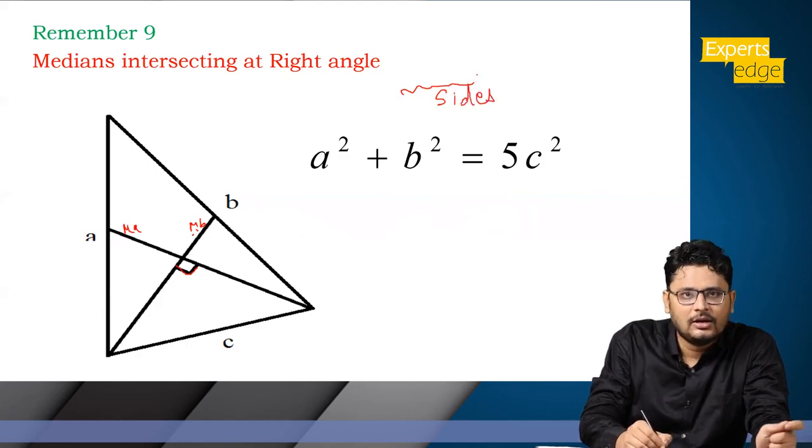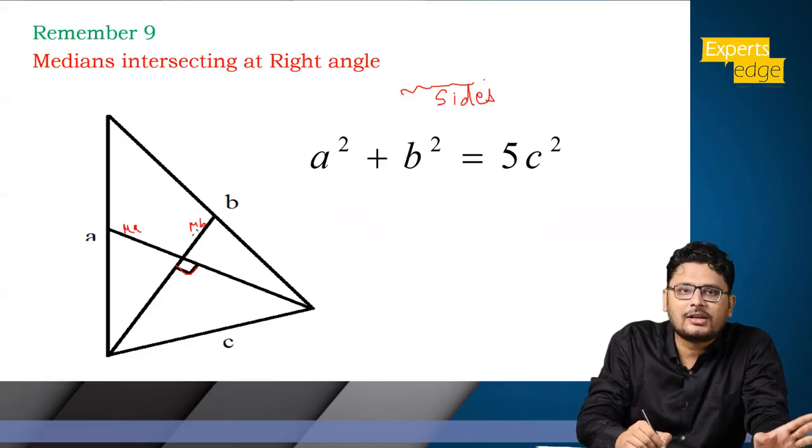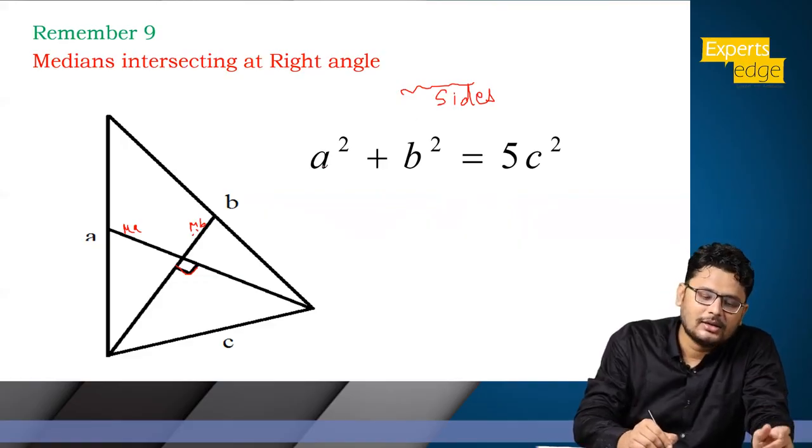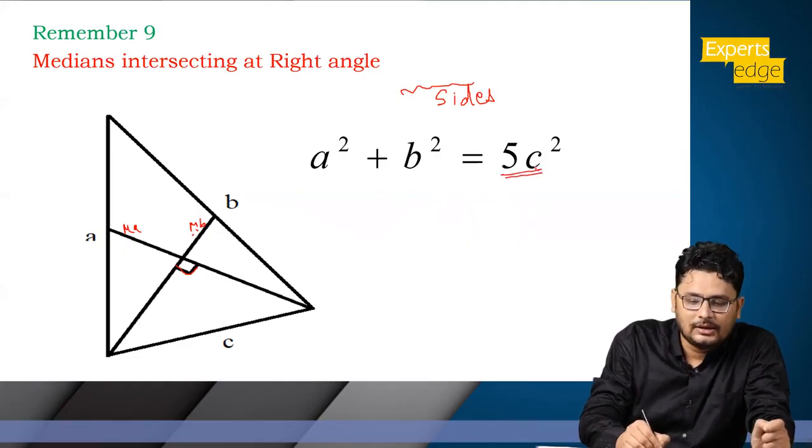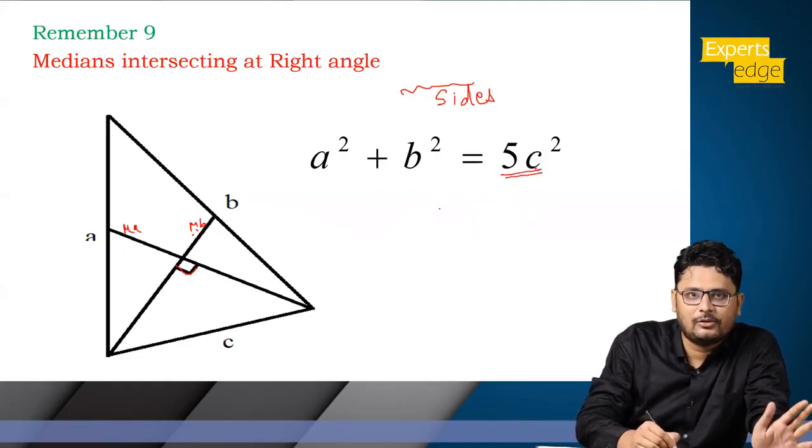The earlier formula which we did is for the medians where the vertex was at the 90 degrees. In this case, the two medians are intersecting at 90 degrees. So what it says is A square plus B square should be equal to 5 times C square. C is the length opposite to the 90 degrees.